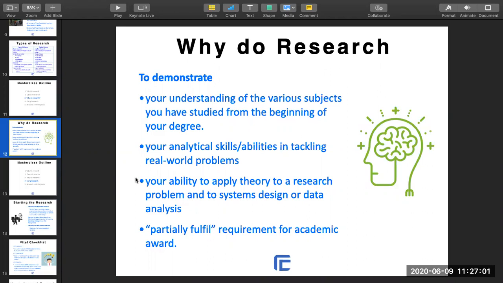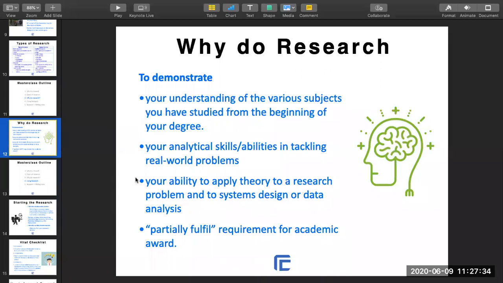So we do research, especially as students, to demonstrate that we understand all the courses or the basic concepts around our discipline. Then we also do research to show our analytical skills in solving real-world problems. What is the cause of the problem? How are they related to each other? What are the consequences and what are the potential solutions? How you break down the problem to solve it is also part of research.